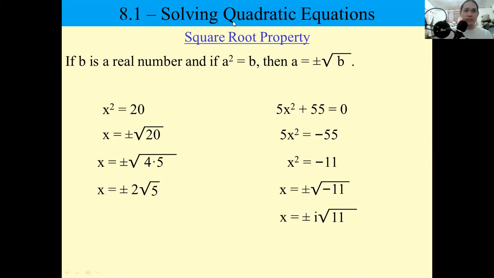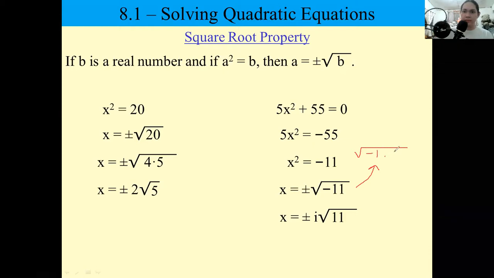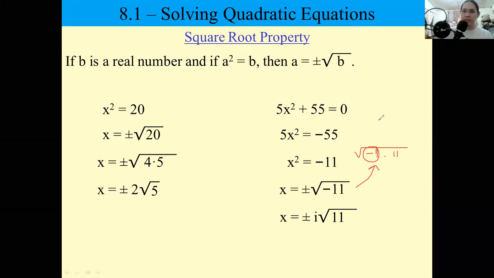I will just write so that I can highlight this one. This is what I said. That can give you negative 1 times 11. So of course, square root of negative 1 is i. We call it an imaginary number. That's part of the complex numbers. That's why we have i in here. Okay? So I hope you can follow.